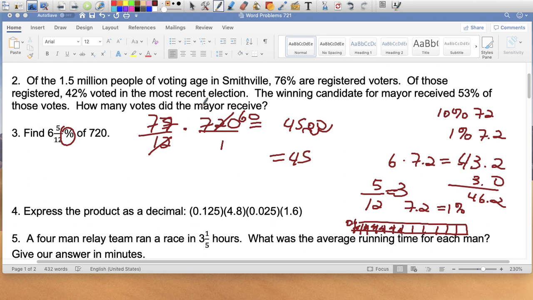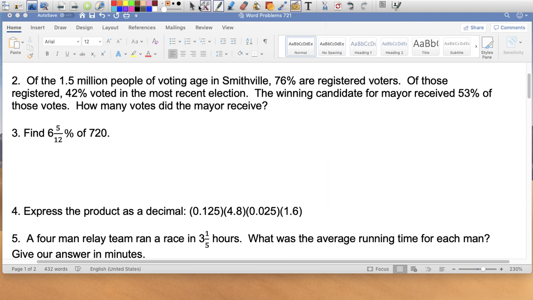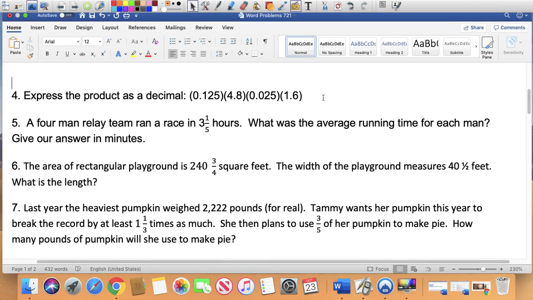77 times 60 is 4,620. Move the decimal 2 over. The final answer is 46.20. Sorry. 4 expressed as a decimal.